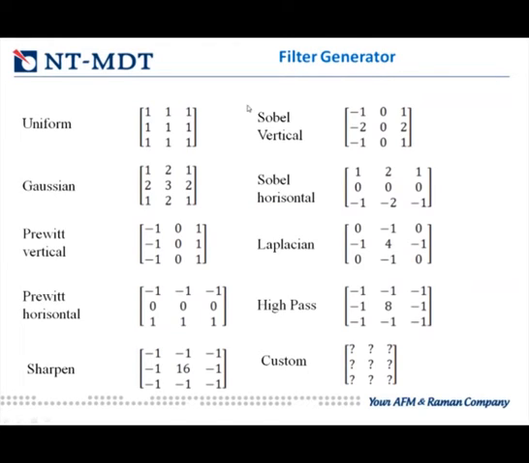So here is the list of filters we have by default: smoothing filters, uniform, Gaussian, differential, and high-pass filters. You can also design your own filter with kernels from 3 by 3 to 7 by 7, play with the results, and maybe invent some new kind of filter.